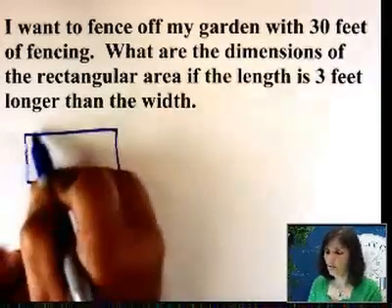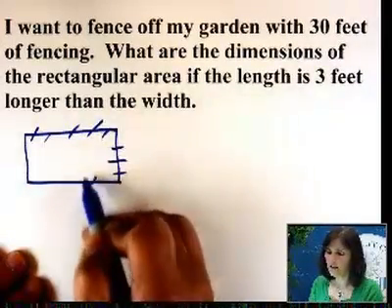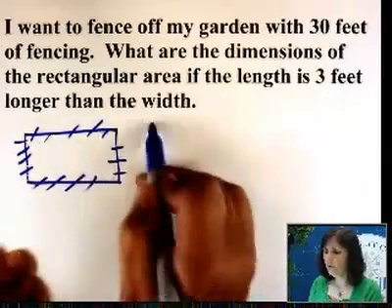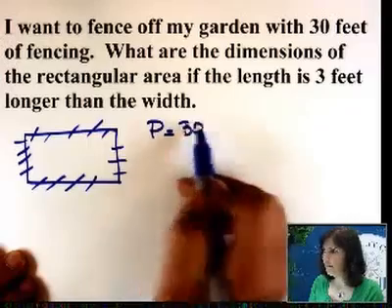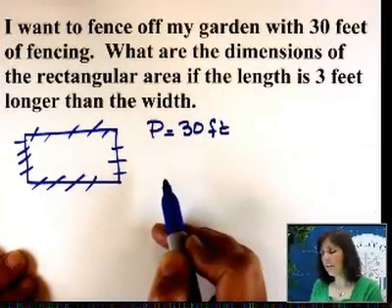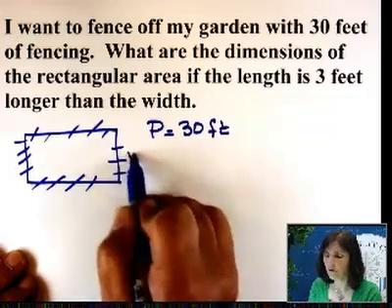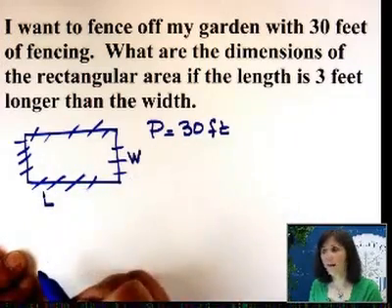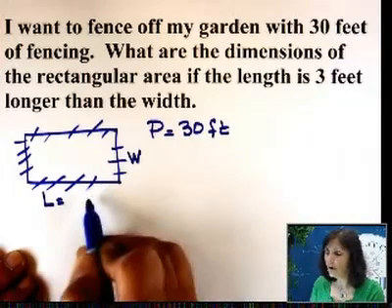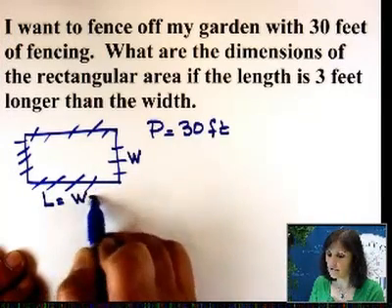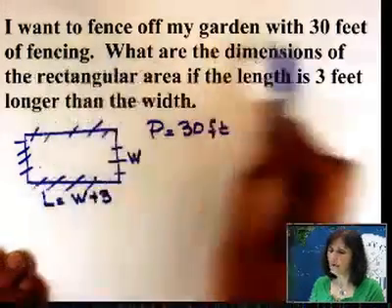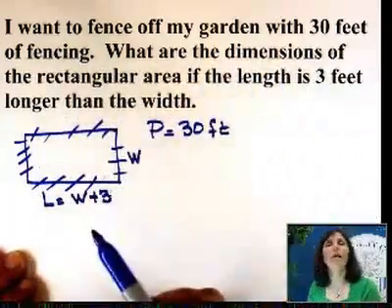Okay, I'm going to put fencing all around. That's a funky kind of garden. Okay, 30 feet. All of them, perimeter is 30 feet. What are the dimensions of the rectangular area if the length is 3 feet longer than the width? Here's my width. Here's my length. One of them is always dependent on the other one. It is 3 feet longer, so that means W plus 3. Now, what's my perimeter? It says, what are the dimensions? So they want both L and W.